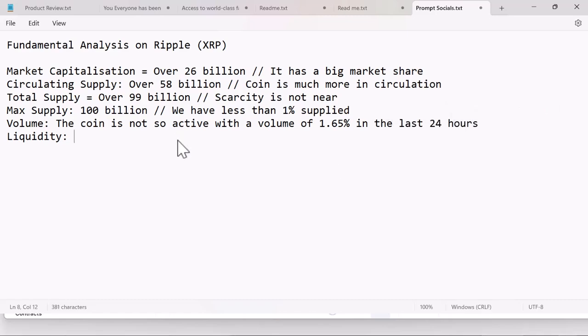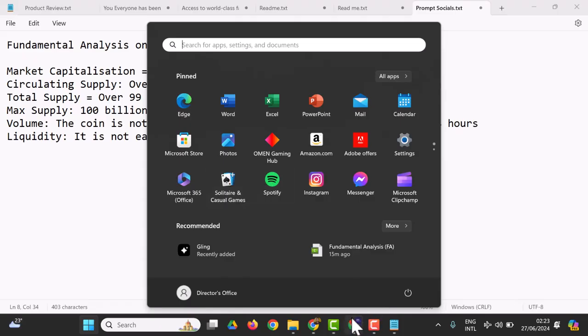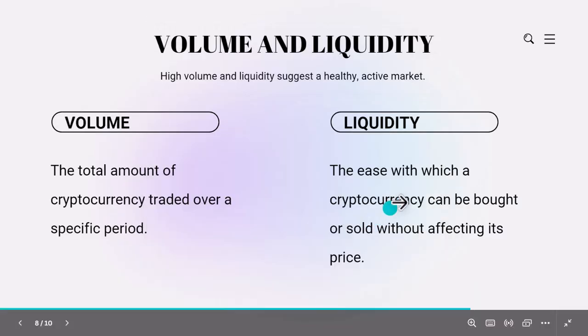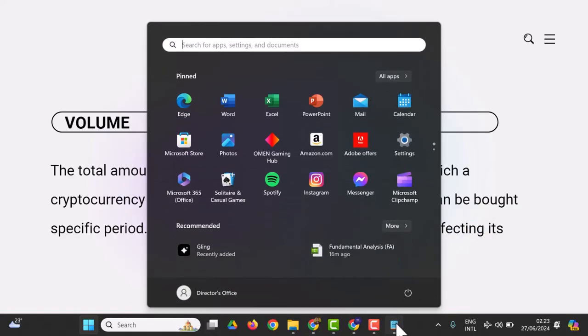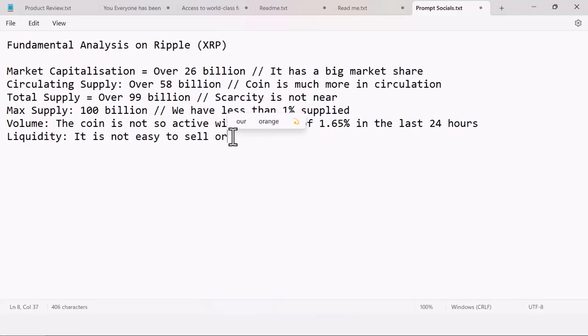Now the liquidity, we are going to talk about liquidity. This is a comment. We would say it is not easy to sell, and that's just it. That's the liquidity part, because when we check here, the liquidity says the ease at which a cryptocurrency can be bought or sold without affecting its price. So it is not easy to sell or buy without affecting the market price.